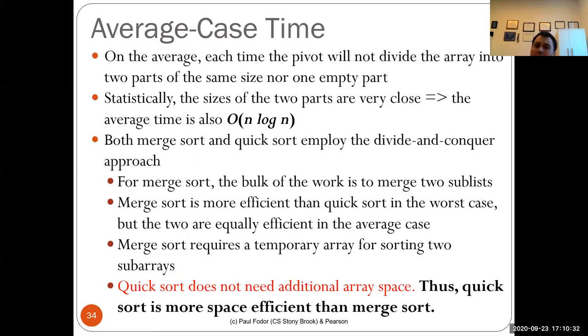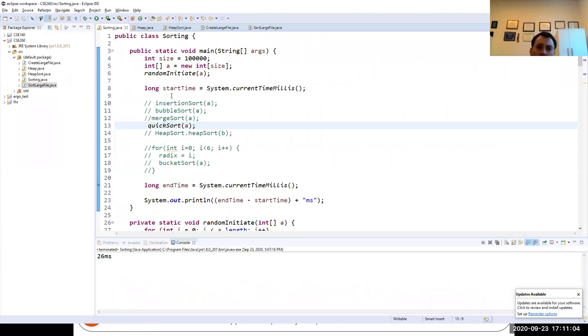The advantage of quicksort over merge sort is the fact that it doesn't need any kind of copying. We were doing all of these operations that we saw with indices on the same initial array. In both cases, we do basically half of the array, but in merge sort, we need a secondary temporary array to do the sorting. So quicksort is more space efficient than merge sort.